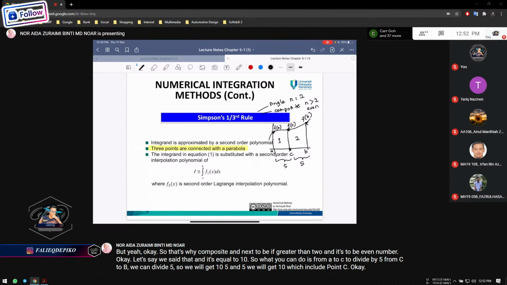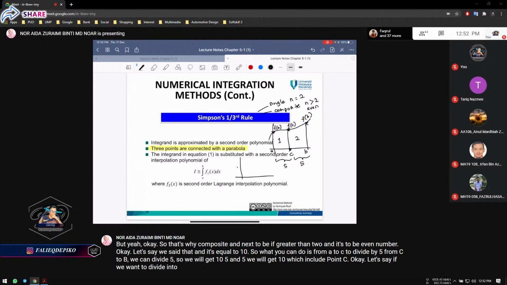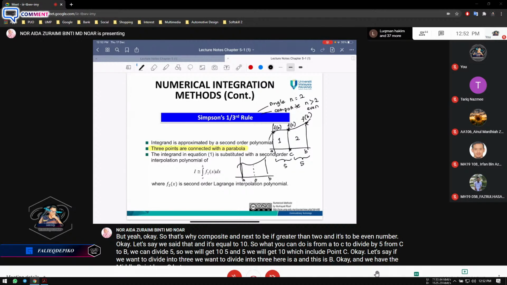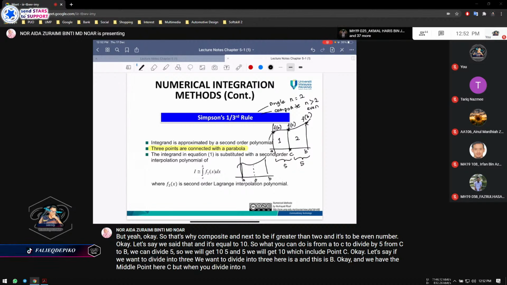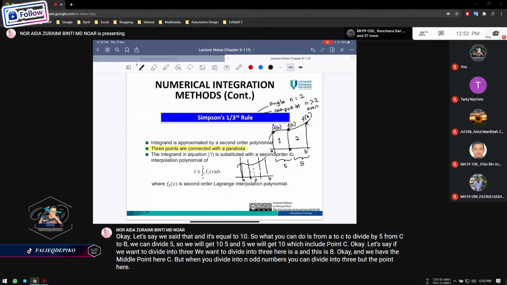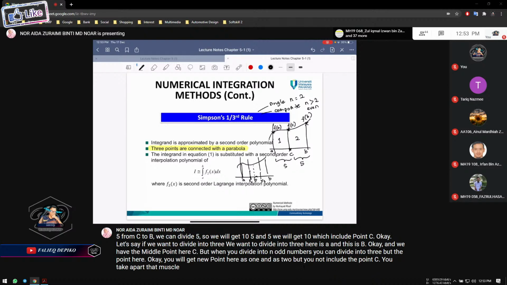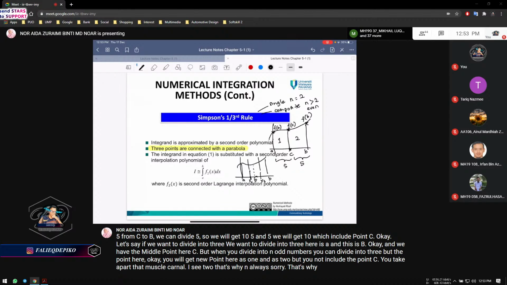Okay, let's say if we want to divide into 3, here is A and this is B. Okay, and we have the middle point here, C. But when you divide into odd numbers, you can divide into 3, but you will get new points here, x1 and x2, and you do not include the point C. You tak dapat nak masukkan nilai C tu. That's why n will always be even numbers if composite.